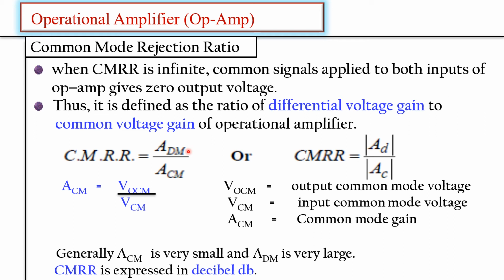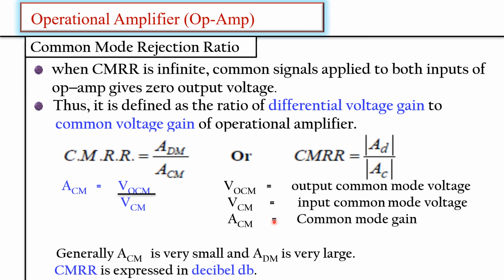So CMRR, we have seen in the characteristics, should be infinite. A common signal applied to both the inputs of the op-amp should give the output 0, right? The source which acts as a common mode input signal is the noise signal or electromagnetic interference for any op-amp. This term should be as minimal as possible, as the op-amp should be able to suppress this common mode input signal which is present in both the inputs.